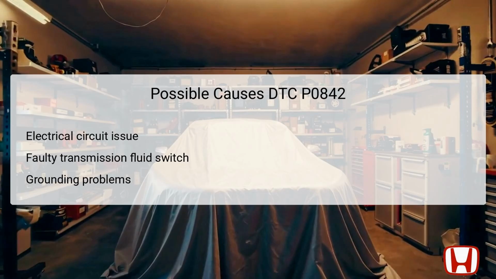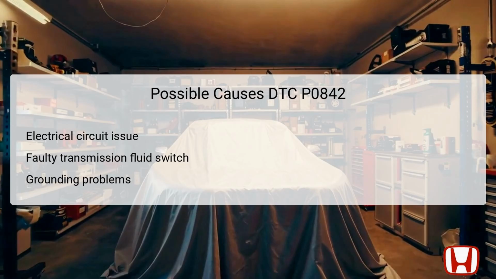Several possible causes can lead to the generation of DTC P0842. An electrical circuit issue is the primary culprit. This might include damaged wiring, corroded connectors, or improper functionalities within the circuit itself. Next, a faulty transmission fluid pressure switch could also trigger this DTC, indicating that the switch may need replacement.